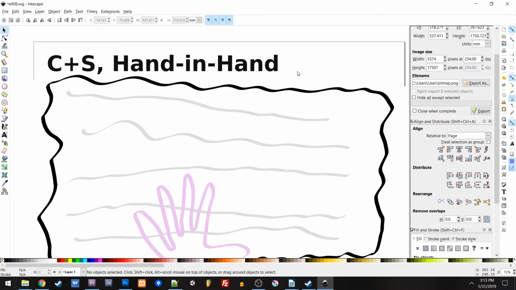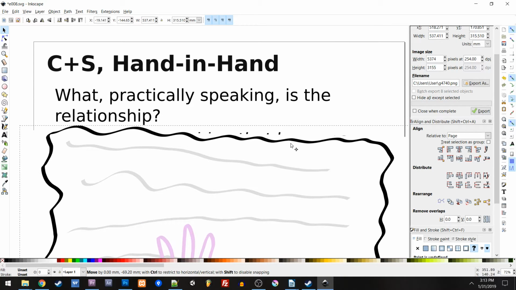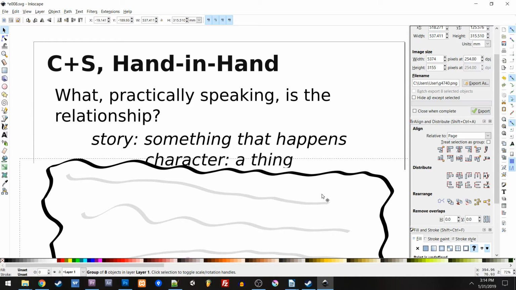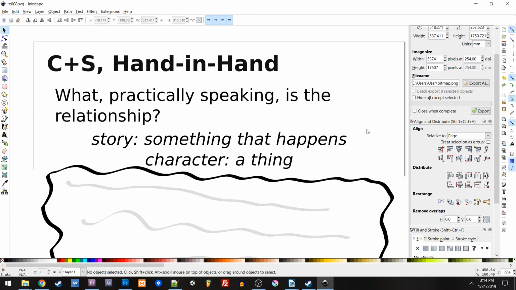So we've been discussing what a character is, what a story is, but how do they actually work in the context of a larger story? So let's look at this. What, practically speaking, in application, is the relationship? Well, again, the definition for story is something that happens, and a character is a thing. So at its core, here's what's happening.